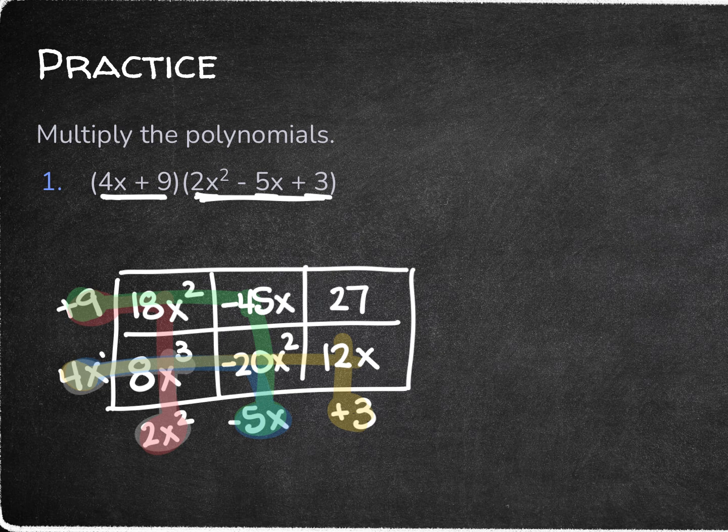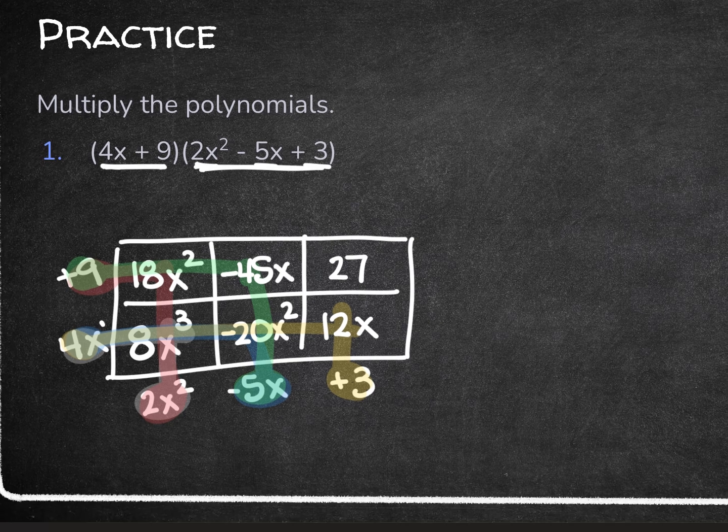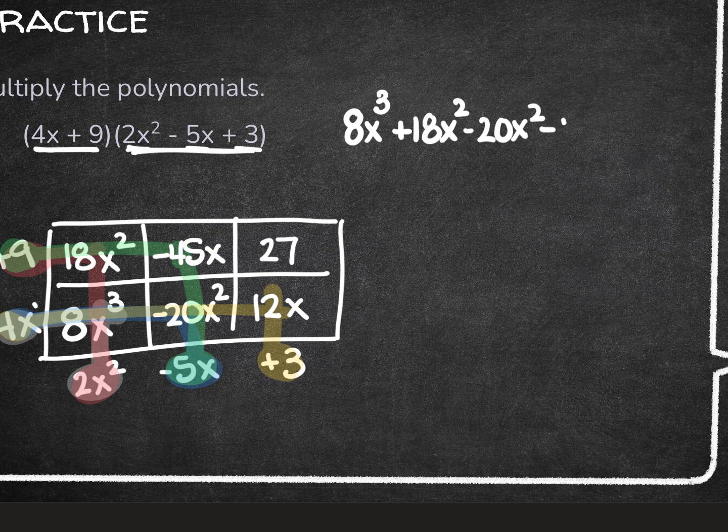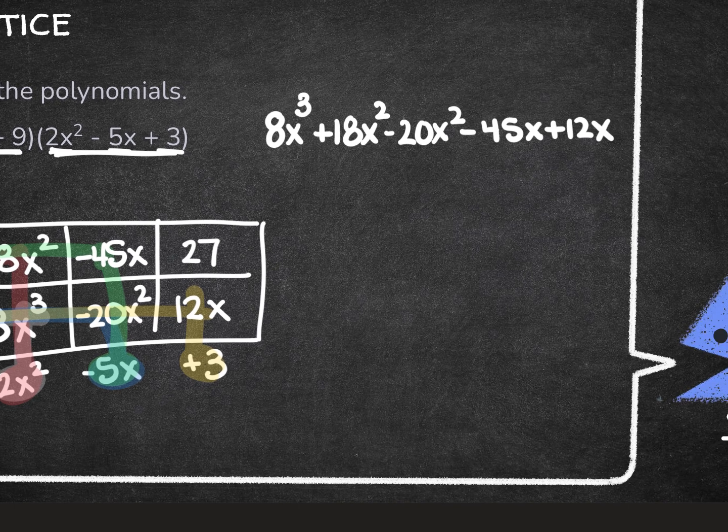So now the outsides are done. We're not going to touch the outsides. We're going to write down everything that's inside, so I'm going to write that over here. I start with the highest power, so 8x to the third. Then I'm going to move on to the next highest power, which is a squared. So I'm going to do 18x squared. That's positive, so I'm going to plus. Then I have a negative 20x squared. Then move on to my x's. I have a negative 45x, positive 12x, and then I still have that positive 27.